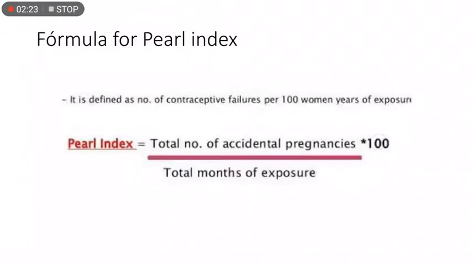Pearl index is called pearl, not because it's a memory pearl, it's because it was given by the scientist called Raymond Pearl. The formula for the pearl index goes in this way. It is defined as the number of contraceptive failures per 100 years of exposure. Well, pearl index is equal to total number of accidental pregnancies divided by total monthly exposure times 100. So it basically gives us the failure rate for a particular contraception and the formation of unwanted pregnancies.